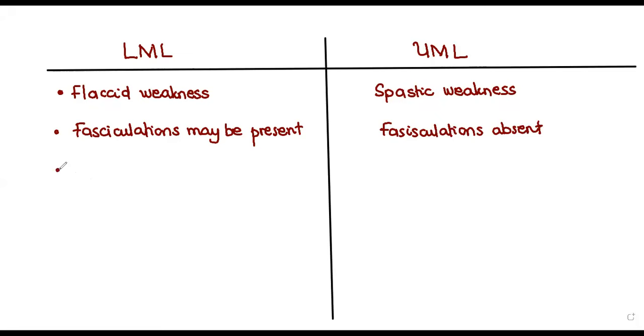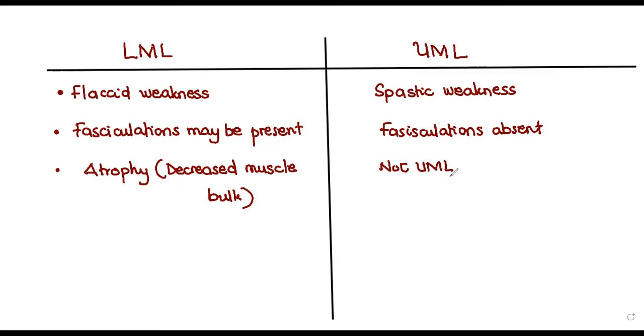Then we have, what else would happen? Because it's an acute process, you may not see the atrophy, okay? So let's not add the atrophy, but atrophy is disuse atrophy or decreased muscle bulk. Decreased muscle bulk is a feature of lower motor neuron, but not upper motor neuron. But I must say that in very long-standing upper motor neuron diseases, you may see atrophy or you may examine atrophy.